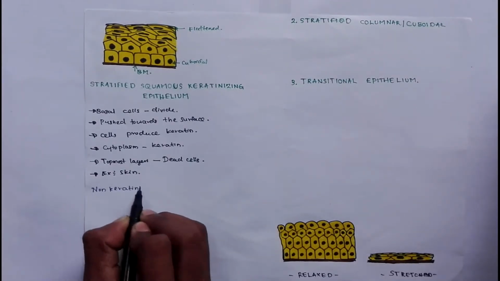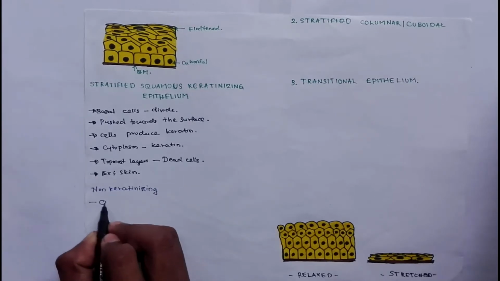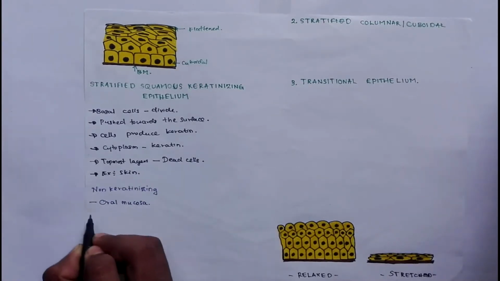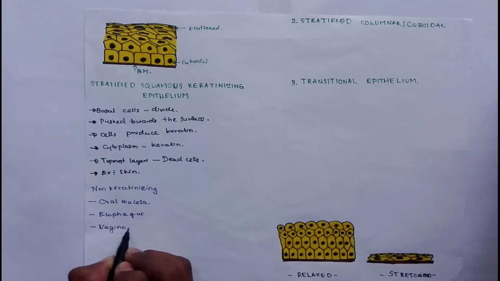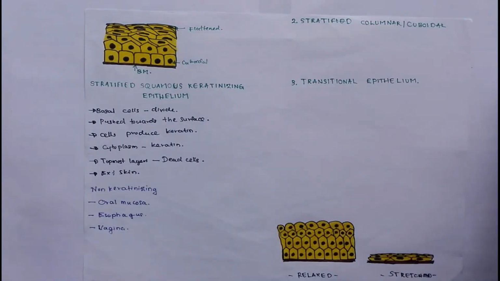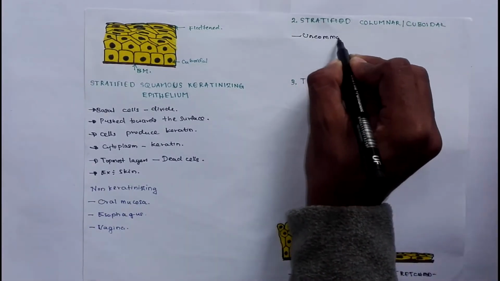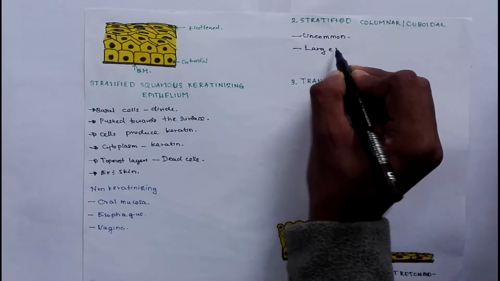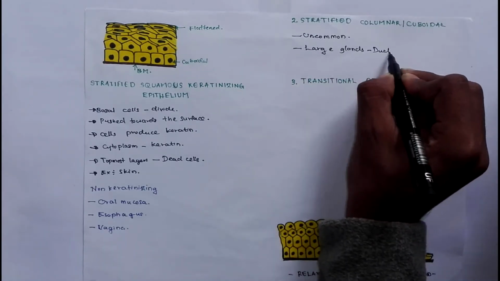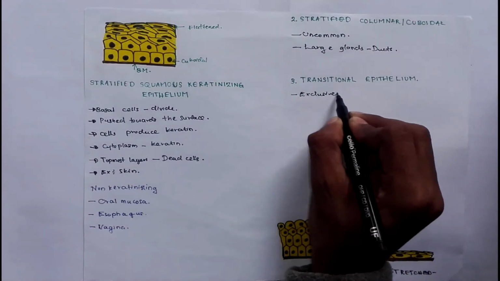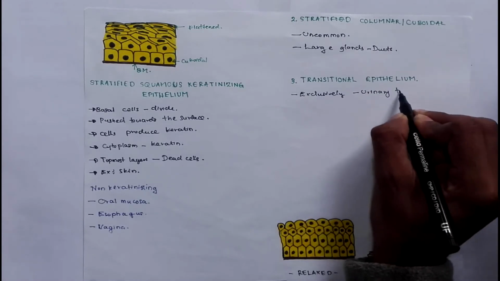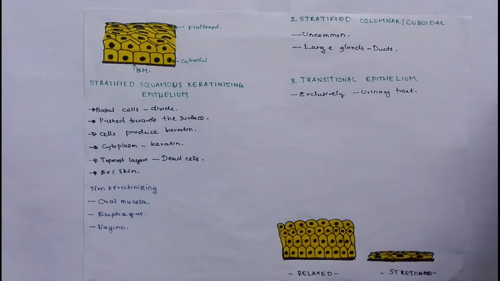Non-keratinizing epithelium is found in the oral mucosa, esophagus, and the vagina. Stratified columnar or cuboidal epithelium is uncommon and found in the ducts of larger glands. Transitional epithelium is exclusively found in the urinary tract, in the bladder and ureter.